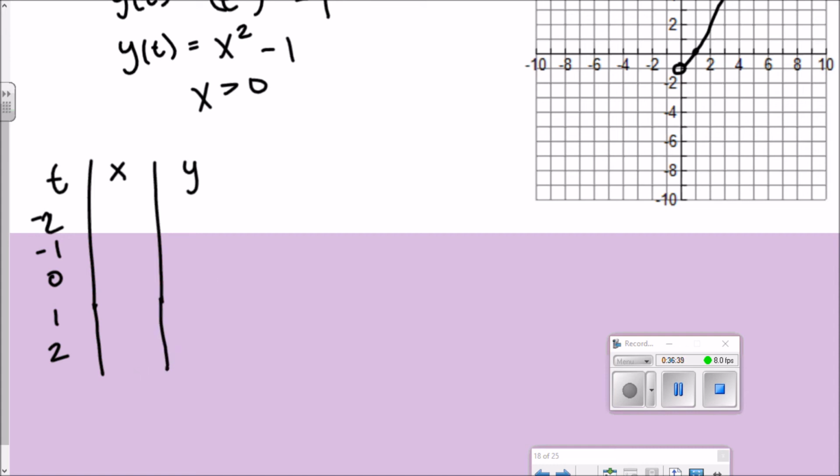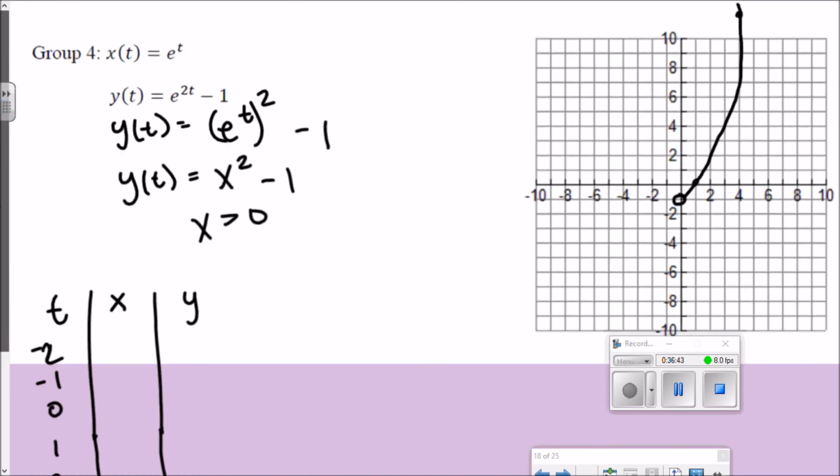So to get my x values, I'm going to plug -2 into my x equation right here. So my first thing would be e to the negative 2. And then to get my y values, I will plug them in here. So this would be e to the negative 2 times 2, which is e to the negative 4 minus 1.